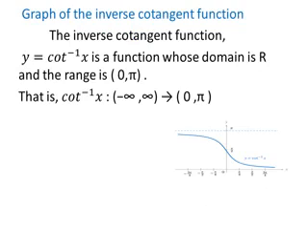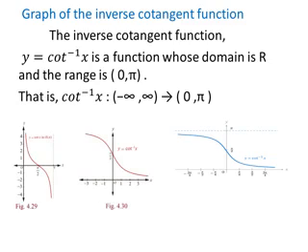Graph of inverse cotangent function. The inverse cotangent function is defined from minus infinity comma infinity to the open interval 0 comma pi. Here we have the graph of y equal to cot x in the interval 0 comma pi. Now you can see the graph of y equal to cot inverse x. The value of x varies from minus infinity to plus infinity and the value of y varies from 0 to pi.